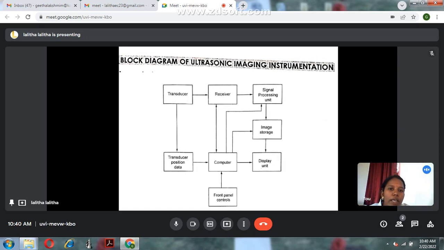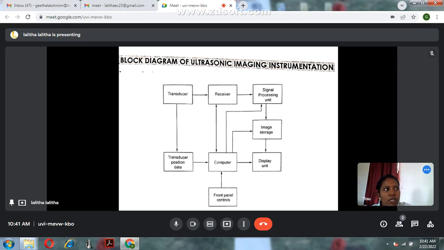So this is the block diagram of ultrasonic imaging instrumentation. It consists of a transducer, computer, display unit and receiver. In this, the computer makes the connection between the receiver, transducer and controller display unit. The transducer produces the position data and is connected through the receiver to the computer. There are also front panel controls to the computer.